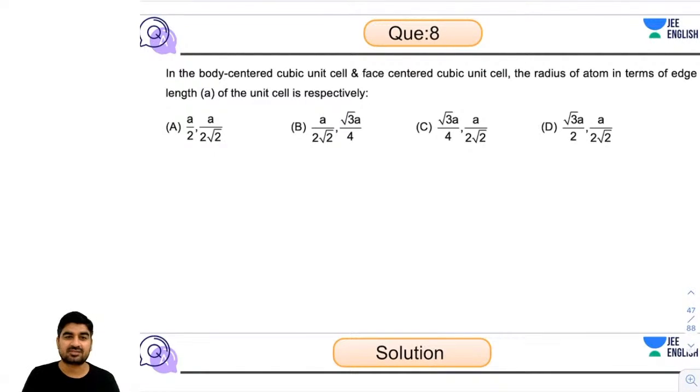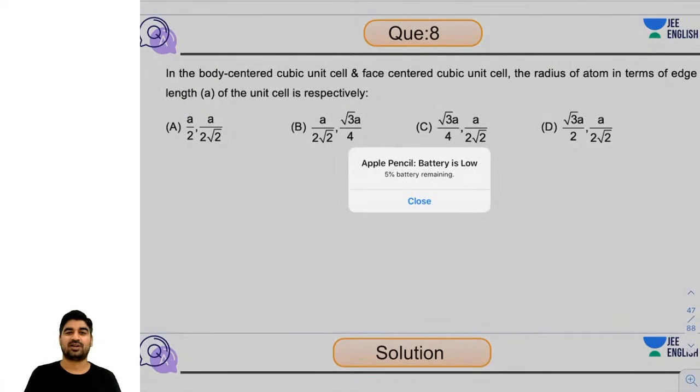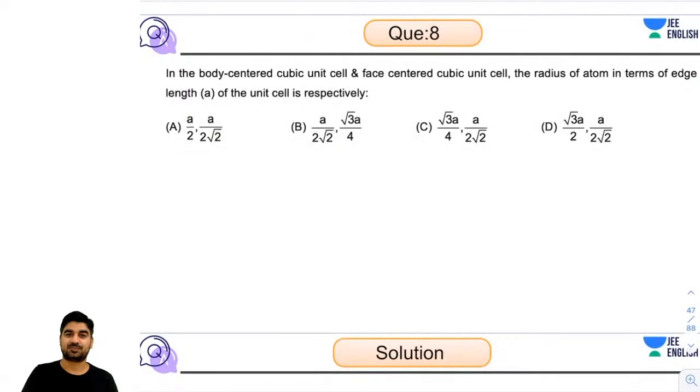This is easy, guys. Why am I not getting any answer till this point? Why am I not getting any answer? Tell me, guys.